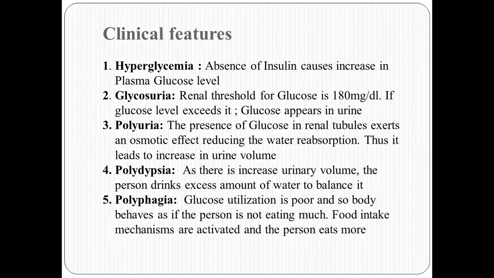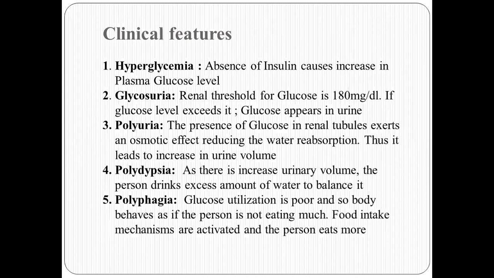Now, if there is an increase in the plasma glucose level, the renal normal threshold for glucose is 180 milligrams per deciliter. If your glucose level exceeds that level, then there will be appearance of glucose in urine, and that condition is glycosuria. So you have hyperglycemia. If it is more than 180 milligrams, it will appear in urine and cause glycosuria.